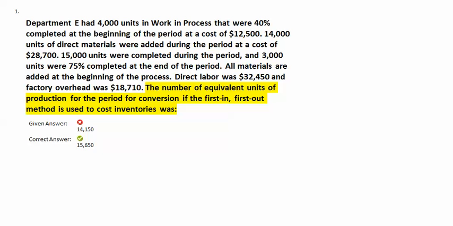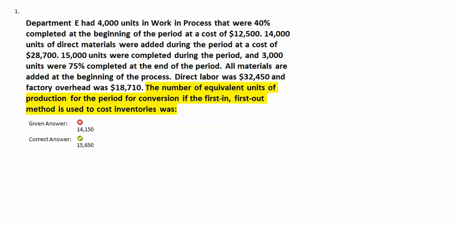So I've got to look at, I don't care about materials. All I want to look at is the beginning inventory, how much was done previous period, how much I have to finish filling the boxes, how much I started and completed, and how much ending inventory is there and how much I had partially converted it. All right, so here we go.